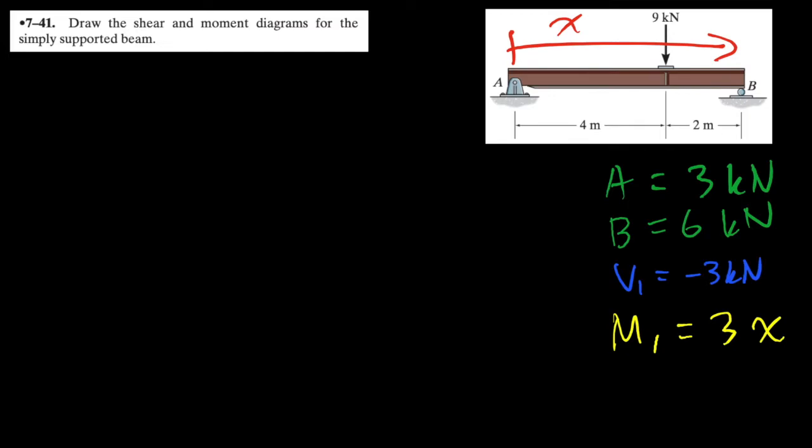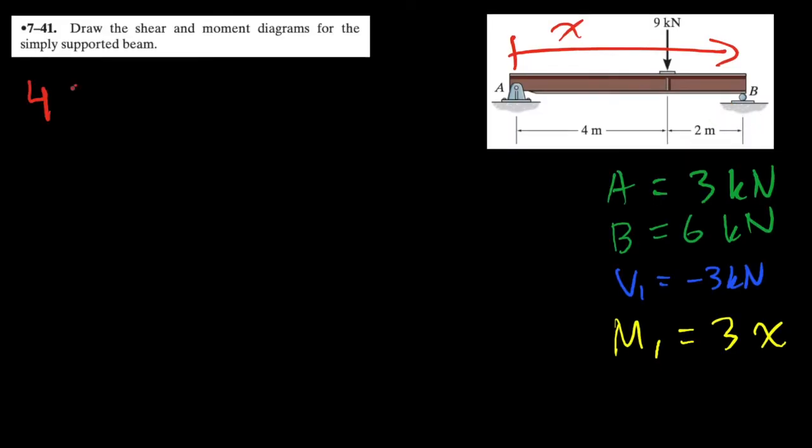All right, so far we have information for x is 0 to 4. So we have this distance so far. Now let's look at what happens for this distance here: 4 is smaller than x, which is smaller than 6. This is the distance we're considering. Now, let's draw the free body diagram for that. We have the beam here that we are actually going to section on this side.